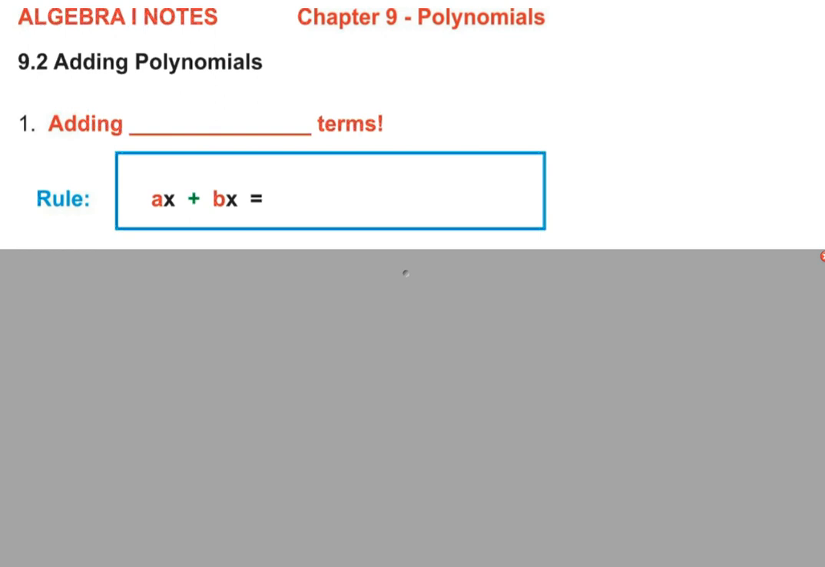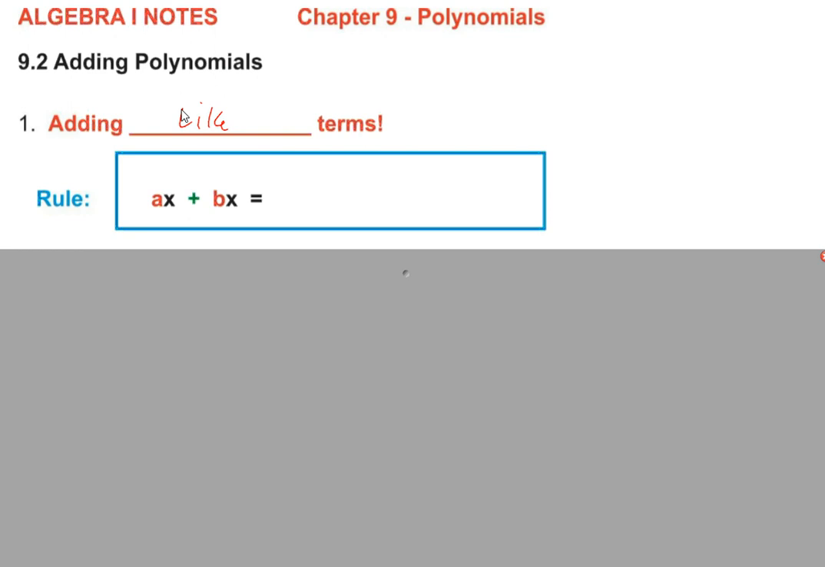This is 9.2, adding polynomials. Look, we've done this and done this and done this. We've done this since pre-algebra. This is no big deal. All we're doing is adding like terms. But this is the polynomial chapter, and we got to make sure we're squared away with adding our polynomials.